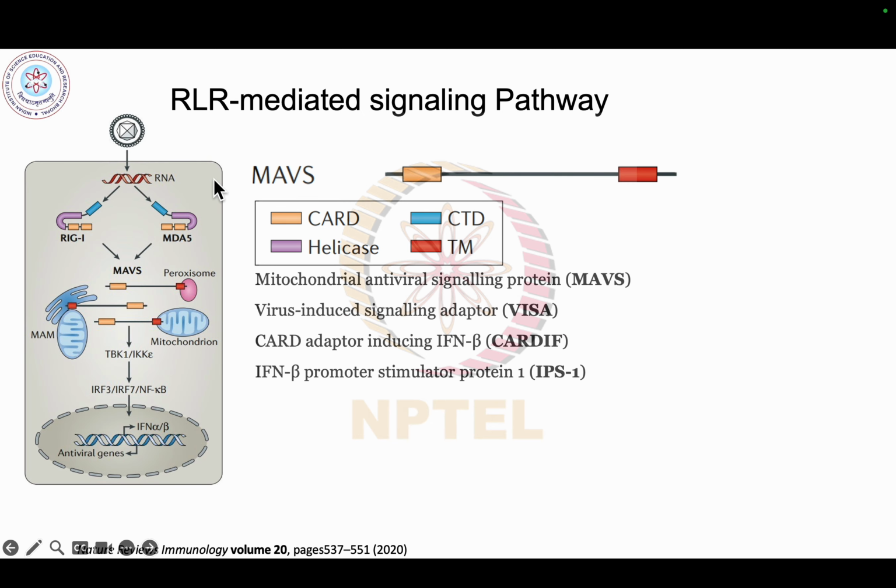RLR mediated signaling pathway. So when a virus infects us, it comes inside the cells and then releases its genome. So these RNAs get detected by RIG1 and MDA5, and then it activates MAVS, that is mitochondrial antiviral signaling protein, MAVS full form. So MAVS, mitochondrial antiviral signaling protein, in downstream activates the MAM, which are present in the mitochondria, and then inhibitory kappa B and then NF kappa B and the downstream signaling pathway.